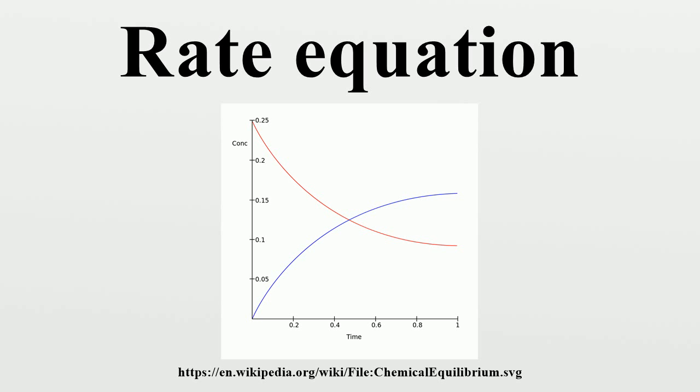Zero-order reactions are typically found when a material that is required for the reaction to proceed, such as a surface or a catalyst, is saturated by the reactants. The rate law for a zero-order reaction is where R is the reaction rate and K is the reaction rate coefficient with units of concentration or time.